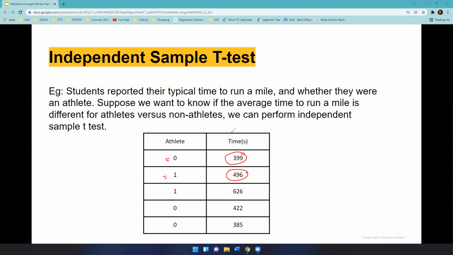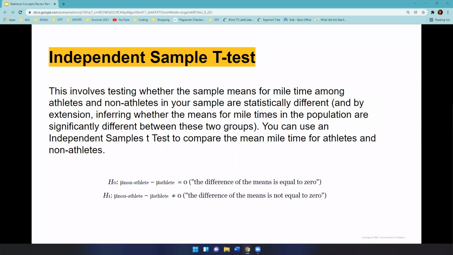So now we'll use independent sample t-test since we have two different independent groups. This involves testing whether the sample means among athletes and non-athletes are statistically different. So again, we'll declare the null and alternative hypothesis.